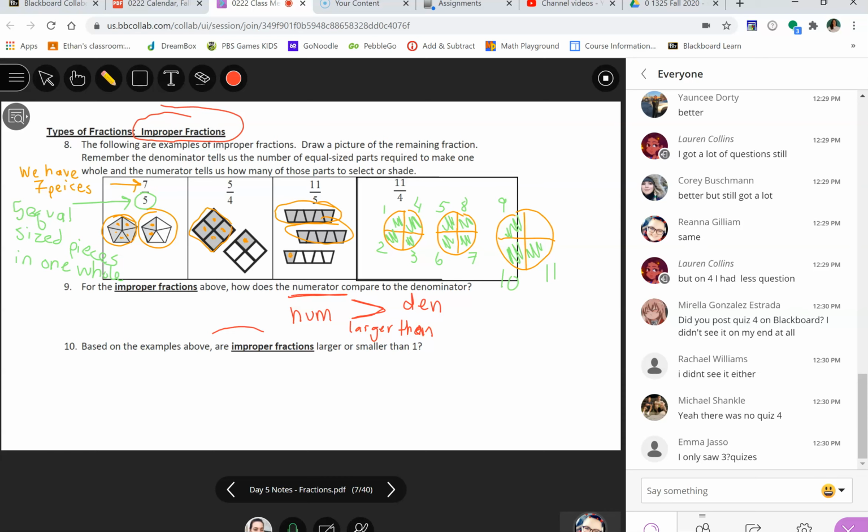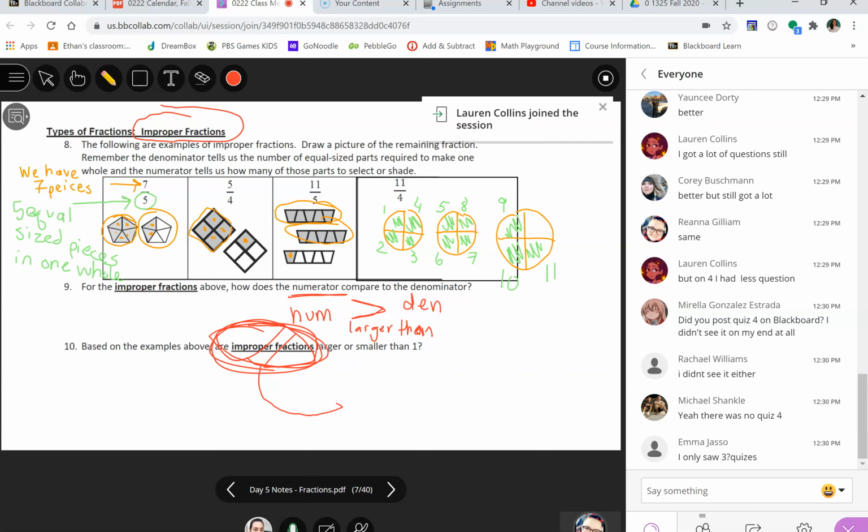And that means an improper fraction is, wow, sorry, my math lab, or the Blackboard, is not picking up my stylus very well. Sorry about that. The improper fraction is going to be larger than 1. Larger than 1 whole.